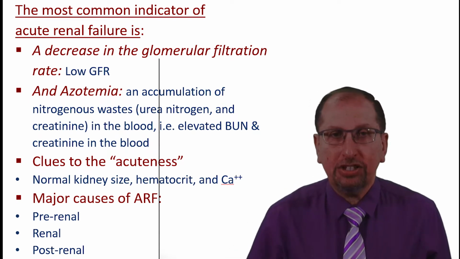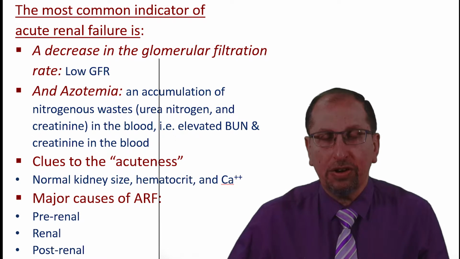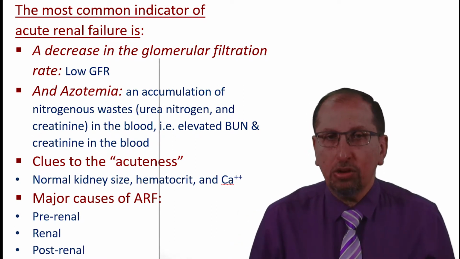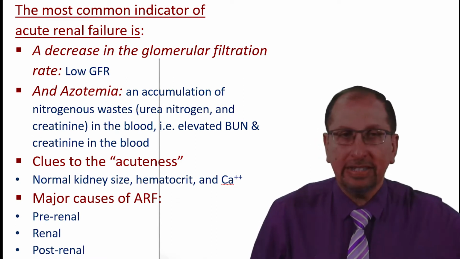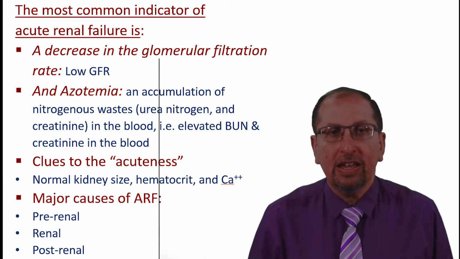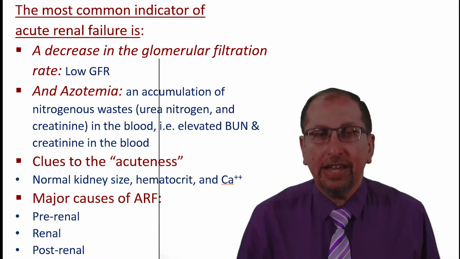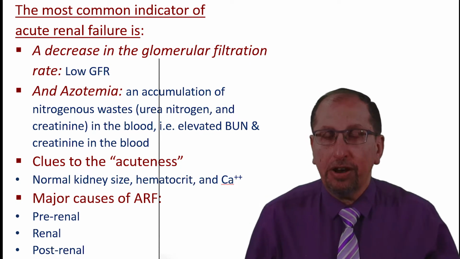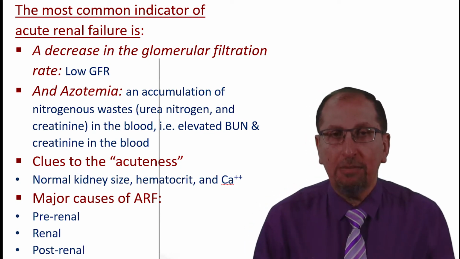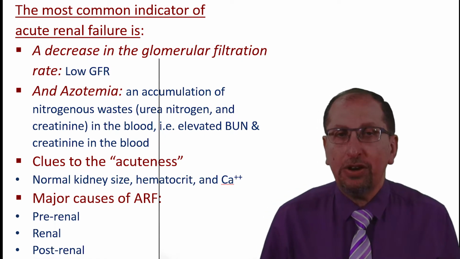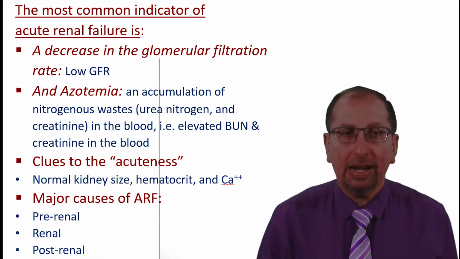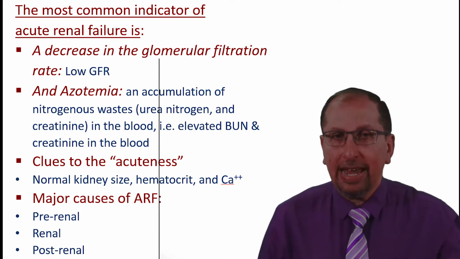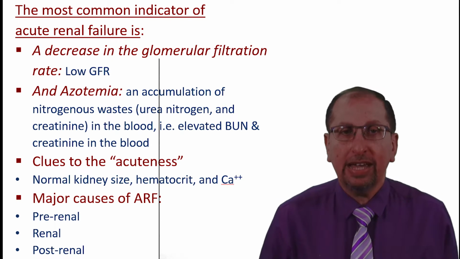When the deterioration in the GFR occurs over hours to days, this is acute renal failure. But when it occurs over weeks, months, years, this is chronic kidney disease. And in acute renal failure, the kidney will have normal size, and there will not be any anemia, so normal hemoglobin and hematocrit, and there will be no hypocalcemia, so normal calcium. So normal kidney size, normal H&H, normal calcium, all these are clues to the acuteness.